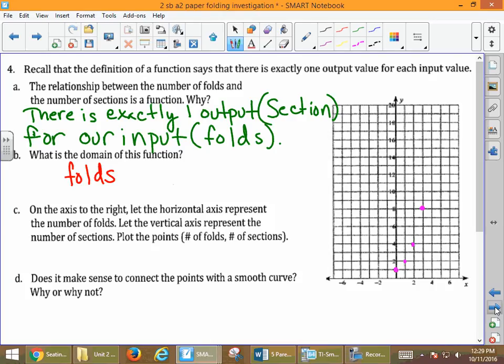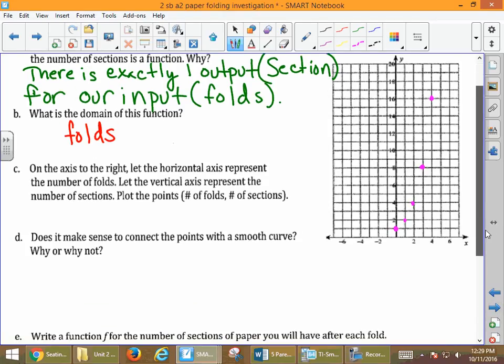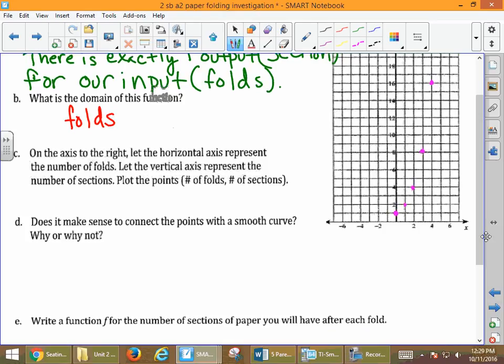4, 16. And then our 5, 32 doesn't fit on the graph. But the question is, does it make sense to connect the points with a smooth curve? And it doesn't. Think about what you're working with.